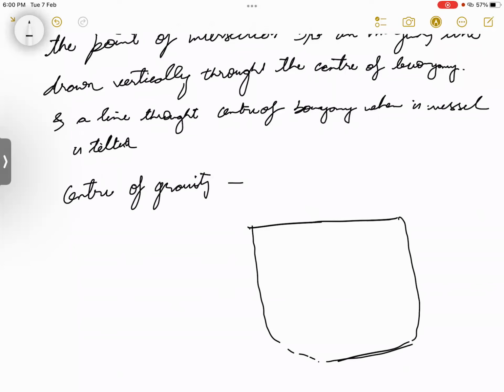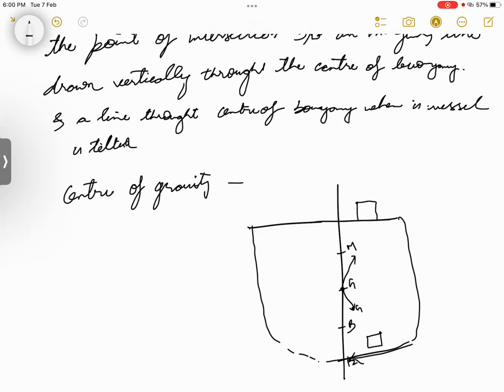This is your ship. Okay. This is the center of gravity. Whenever you load the cargo below the center of gravity, the center of gravity will move below, right? It will try to move to this side. G will move down.